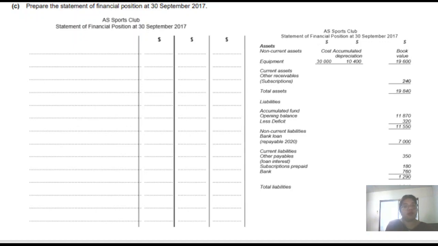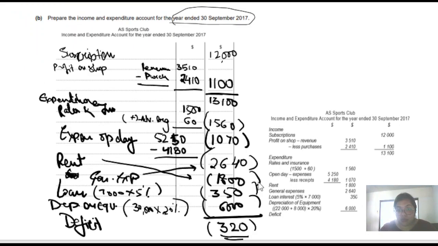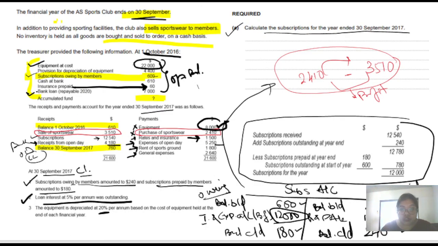So how are you going to prepare the financial position? First of all, you have to record your assets. In your assets you have non-current assets: 30,000 equipment, and accumulated depreciation of 10,400. How did this depreciation come? This depreciation means 6,000, we calculated it, and already in the question, the provision for depreciation of equipment is 4,400.